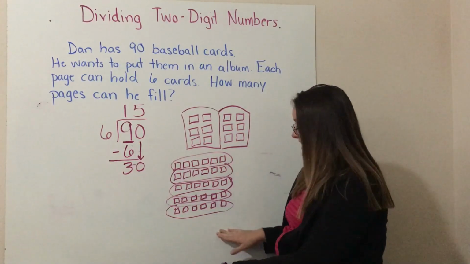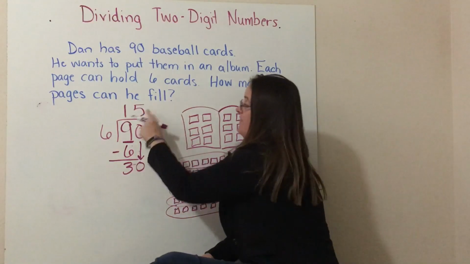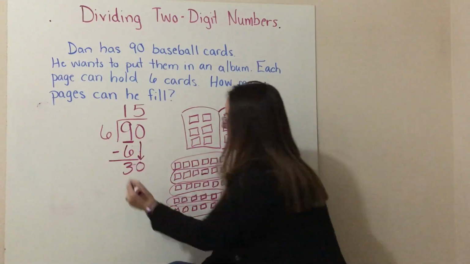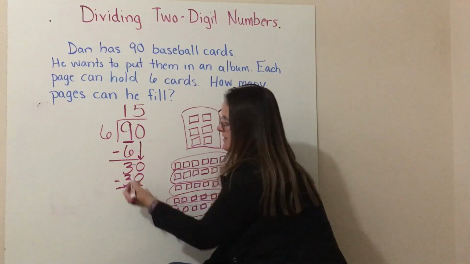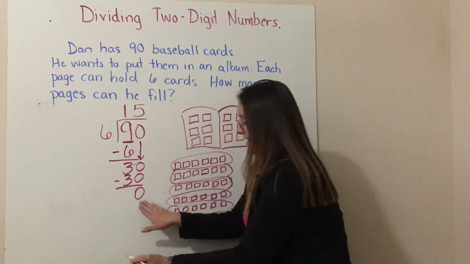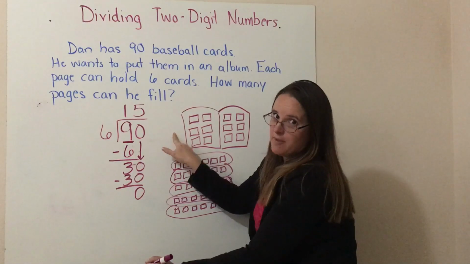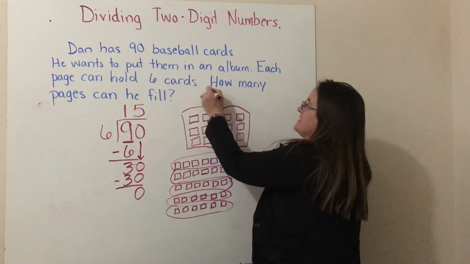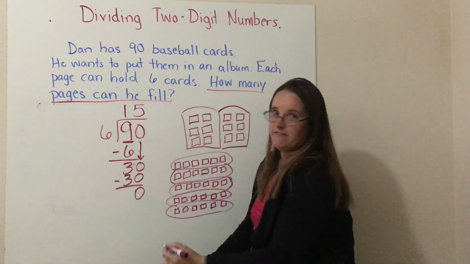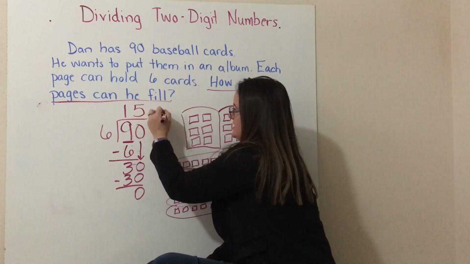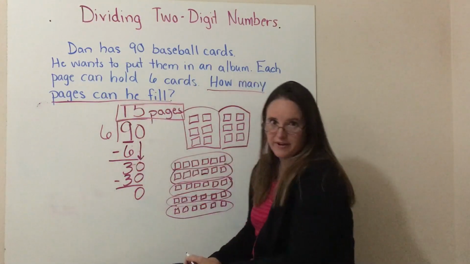Now, do I have anything left over here? Is there any remainder? No. 5 times 6 is exactly 30. And I can finish this off by following the process of subtracting. I get nothing, I have no remainder, and I don't have any other digits here to drop. So the question asks, how many pages can he fill? He can fill 15 pages. That would be our answer.